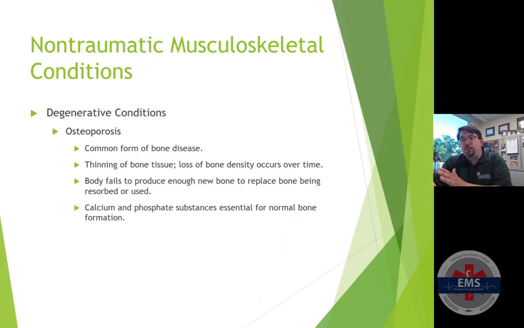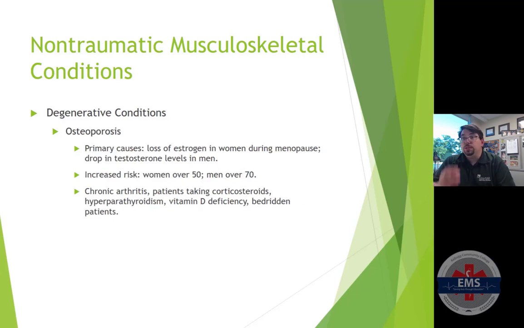Now, that's osteoarthritis. If we switch gears to osteoporosis, now we're talking about another common form of bone disease. But in this case, we're not talking about the joints, we're talking about the bone. So we're dealing with the thinning of the bone tissue or a loss of bone density itself that can happen over a period of time. The body fails to produce enough new bone to replace what's being broken down or reabsorbed. Calcium and phosphate are essential for normal bone formation. So a patient who has a lack of phosphate or a lack of calcium is typically going to be at an increased risk for osteoporosis.